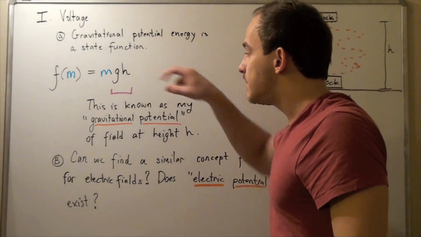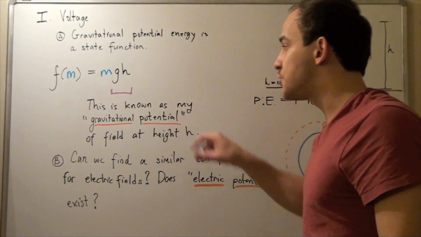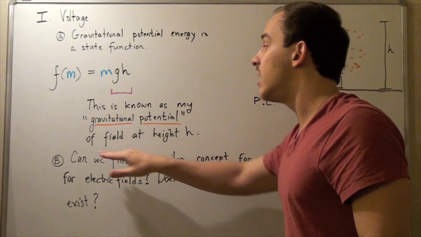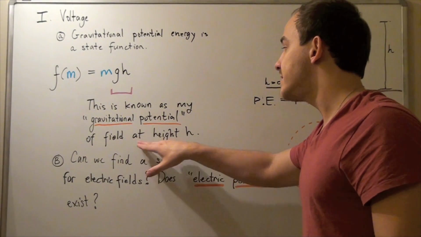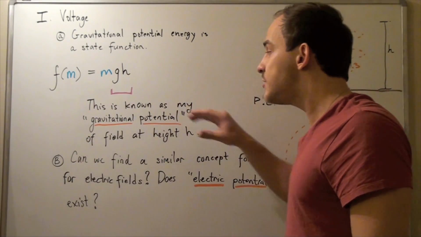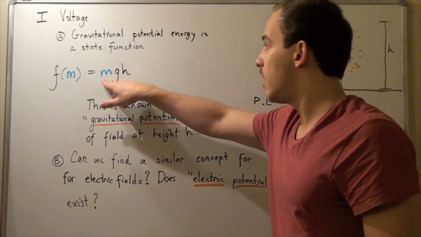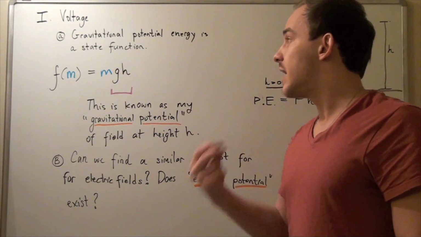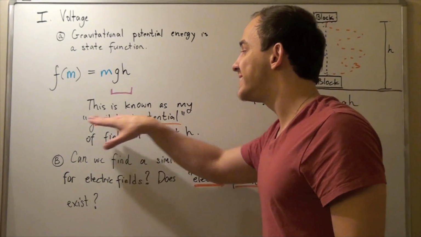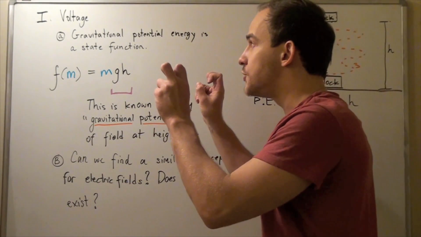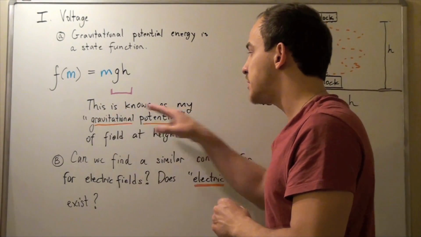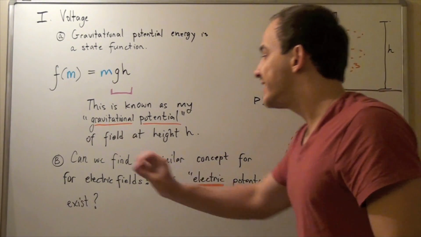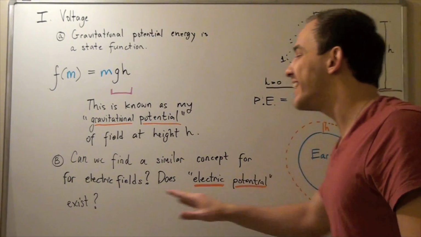Now this is simply known as the gravitational potential. Not the gravitational potential energy, but simply the gravitational potential of the gravitational field at some height h. And this gravitational potential is independent of m. And it's given by g times h, or the gravitational field g times some height h. And this is exactly what is known as voltage, except this voltage, this gravitational potential, is for gravitational fields. So now I want to ask the question, can we find a similar concept for electric fields?